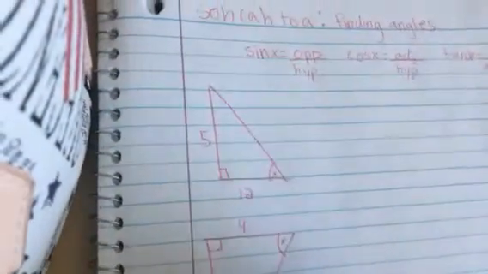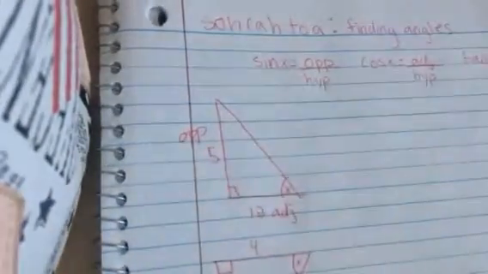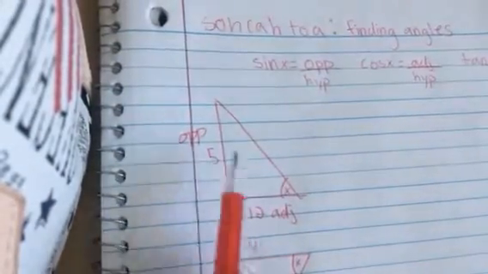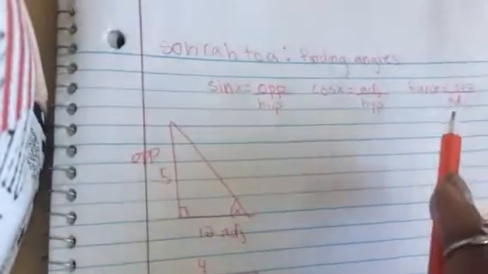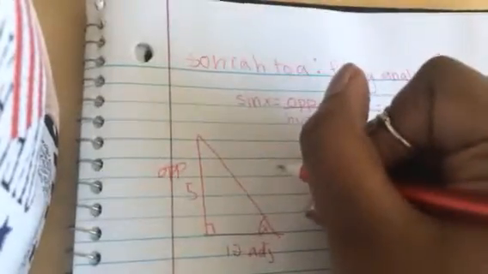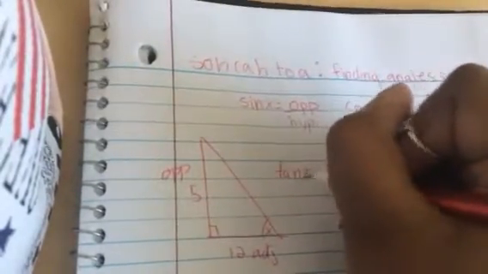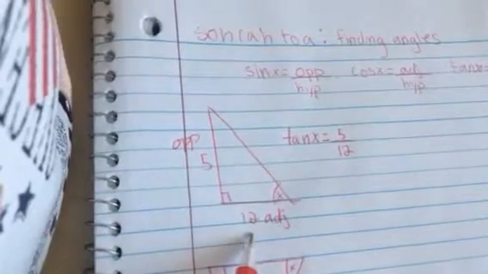Okay, so the first one, we know this side would be considered the opposite. This side is the adjacent. So we know these two. So opposite over adjacent. And then we go back up here and choose which one of these is opposite over adjacent, and that happens to be the tangent. So it'll be 5 over 12.